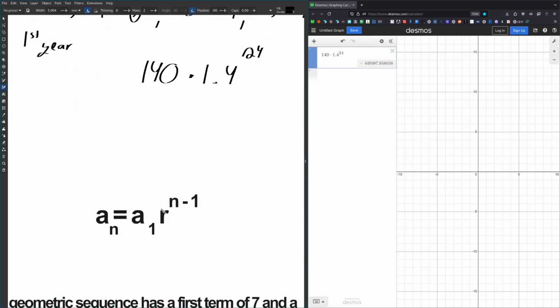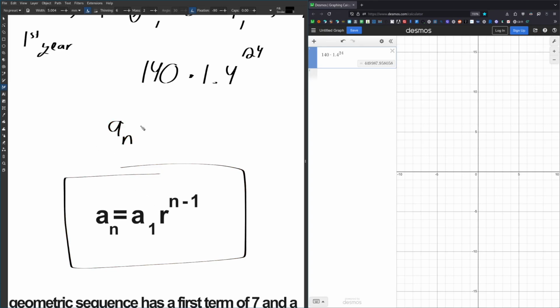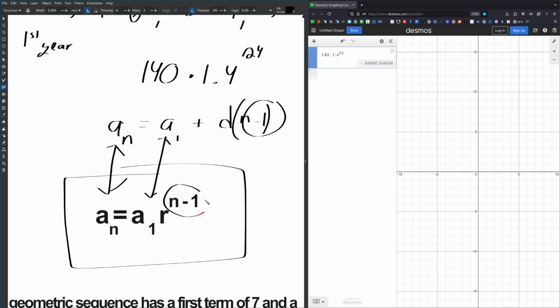And here, this is the formula we were really using. You might see some parallels to the arithmetic sequence formula, which is a sub n equal to a sub 1 plus d times n minus 1. We have some commonalities in here. We have the same a sub n. We have an a sub 1 term, which is the first term. And we also share this n minus 1.